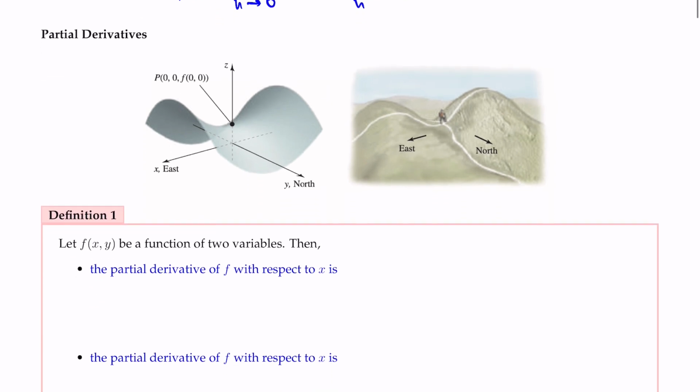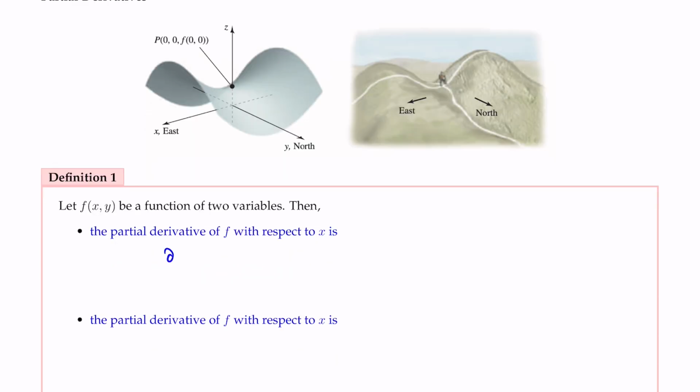So by definition, let f of x, y be a function of two variables. Then the partial derivative of f with respect to x is written as partial f, partial x. This is the notation for the partial derivative of the function f with respect to x. In the regular derivative, you have d dx. For the partial derivative, we are going to use the following notation. This is called partial x, to say that we are going to take the partial derivative of the function with respect to x. There is another notation that you can use, which is f with the subscript x, to indicate that we take the first partial derivative of the function with respect to x.